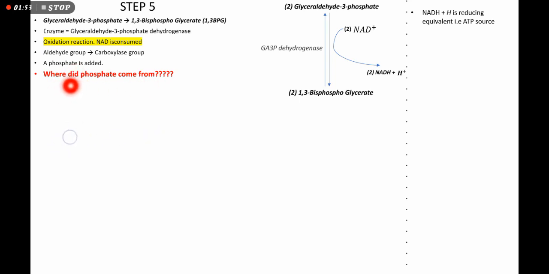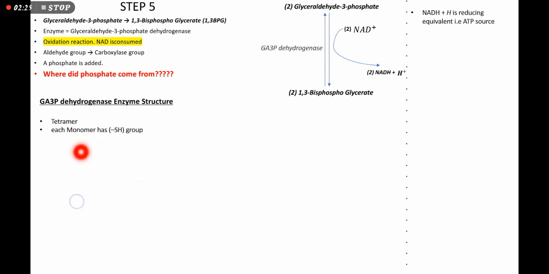Now the most important question comes: where did the phosphate come from? In previous reactions, when a phosphate was added, it came from ATP, energy was expended. But in this reaction, it does not come from ATP. So where does that phosphate come from? We have to understand the structure of the enzyme to know. Glyceraldehyde 3-phosphate dehydrogenase is actually a tetramer. Each of its monomers has a thiol group. One thiol group is at the active site. At the active site, this thiol group binds with the substrate, glyceraldehyde 3-phosphate.